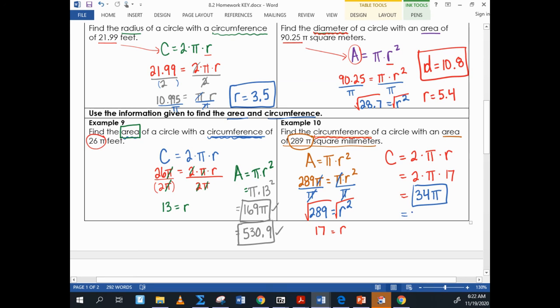You could also put that into your calculator, and 34 pi is approximately 106.8 right there. All right, that's us for examples.